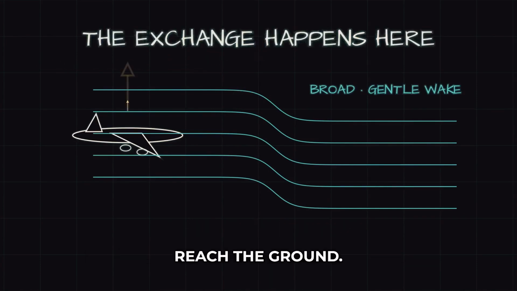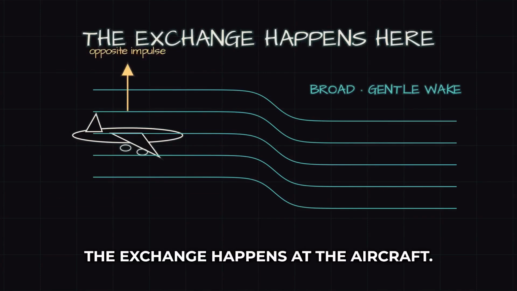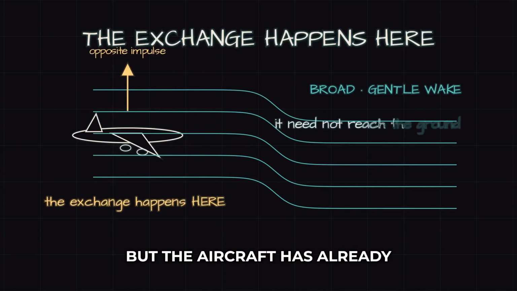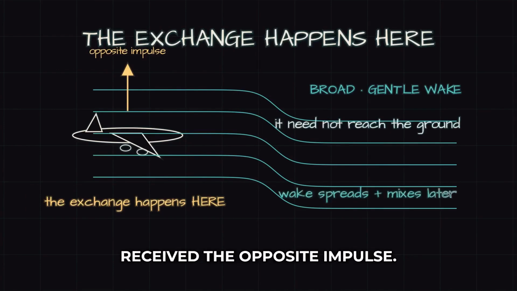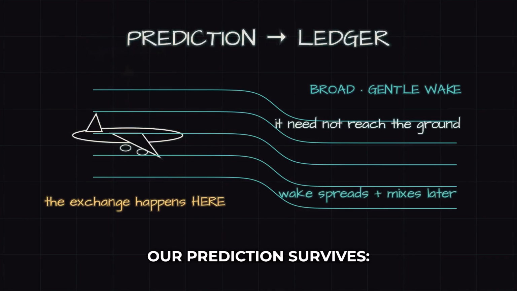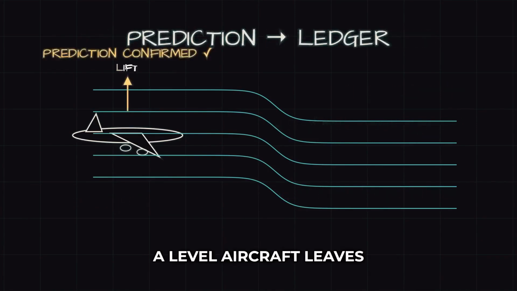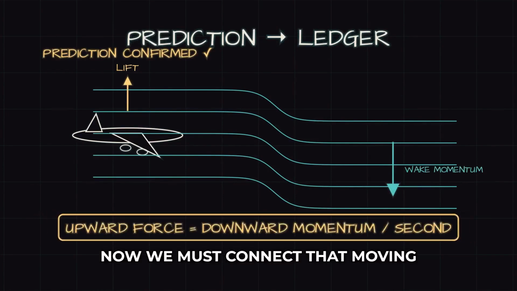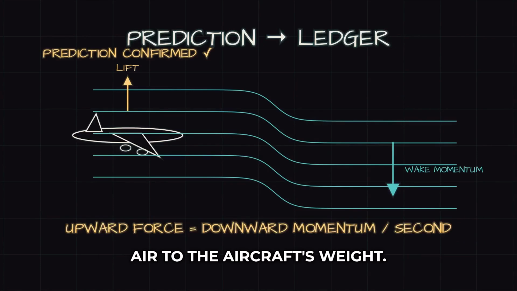The air need not reach the ground. The exchange happens at the aircraft. The wake can then spread and mix, but the aircraft has already received the opposite impulse. Our prediction survives. A level aircraft leaves downward moving air behind it. Now we must connect that moving air to the aircraft's weight.